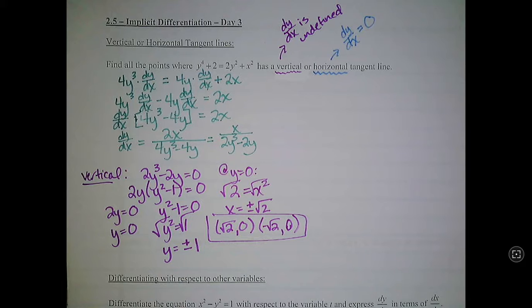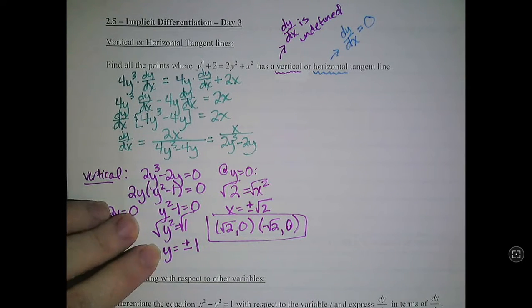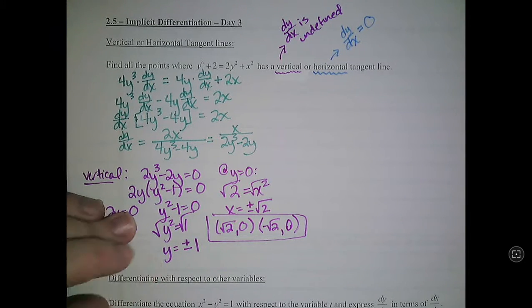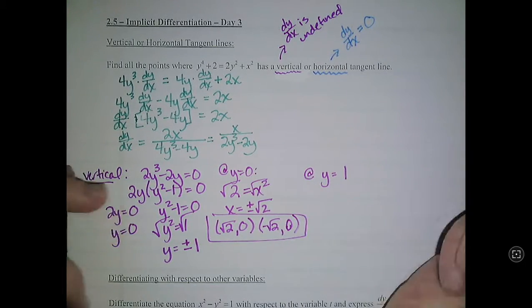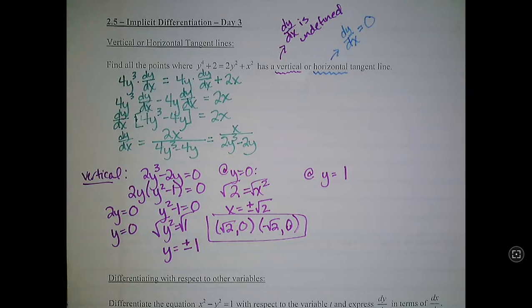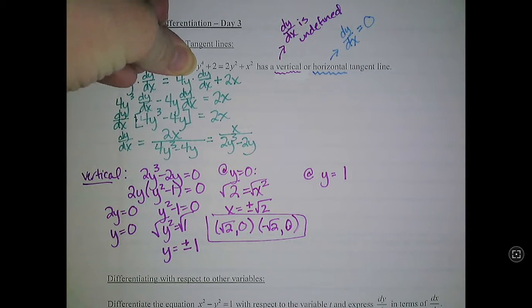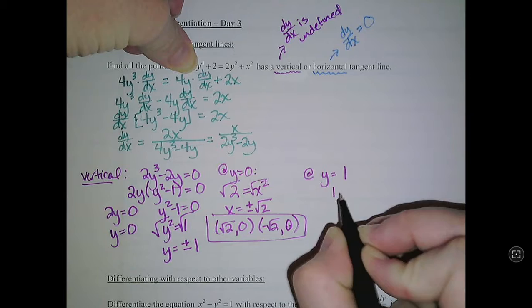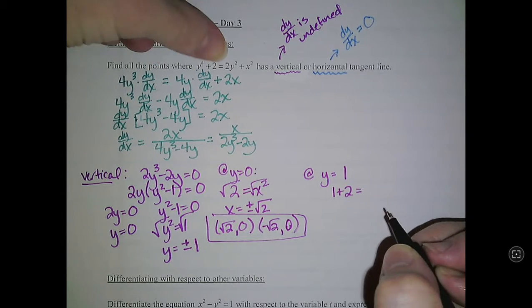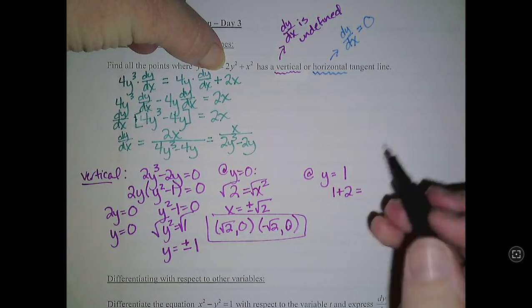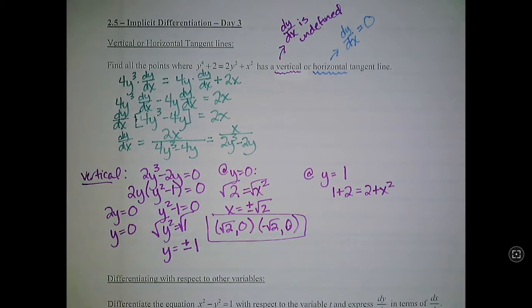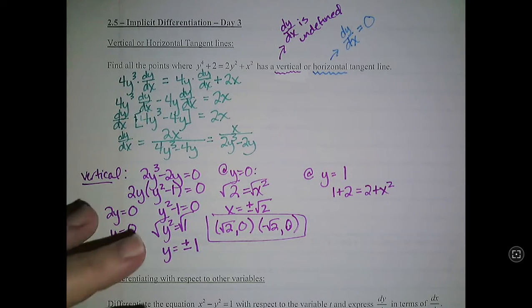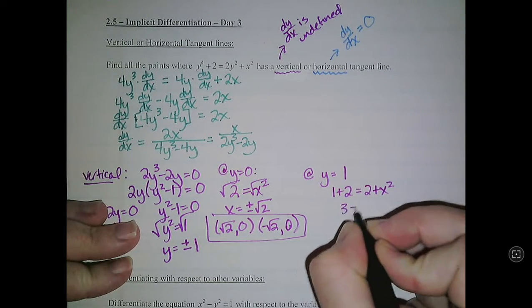But we also have vertical tangent lines at y equals plus or minus 1. So I also have to plug those in. So let's look at where y is equal to 1 now. If y is equal to 1, then I have y to the 4th power is 1, plus 2, equals 2 times y squared, so 2 times 1 squared would be 2, plus x squared. So then I have 3 equals 2 plus x squared.